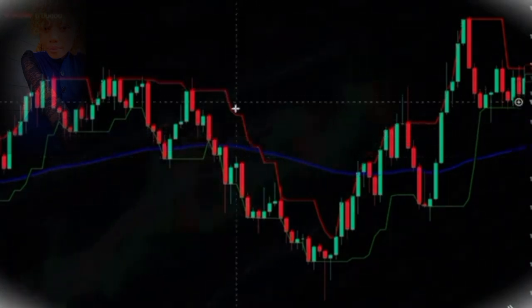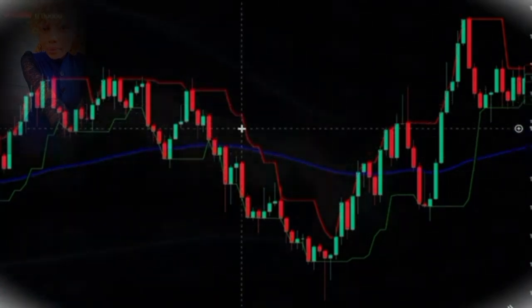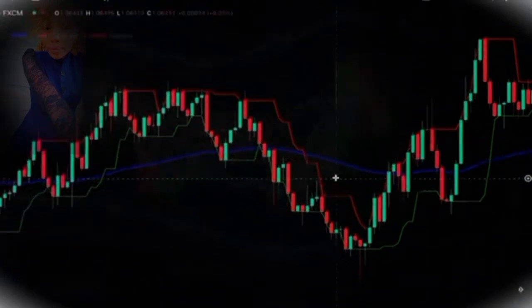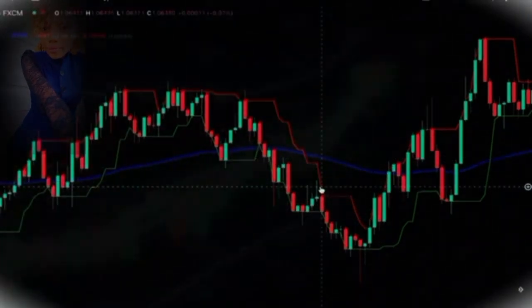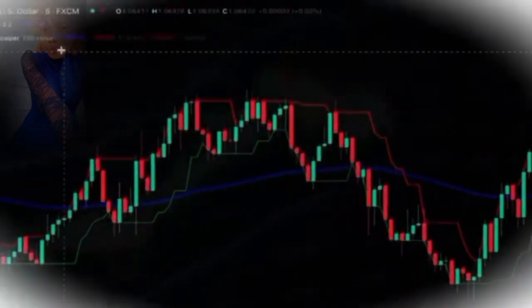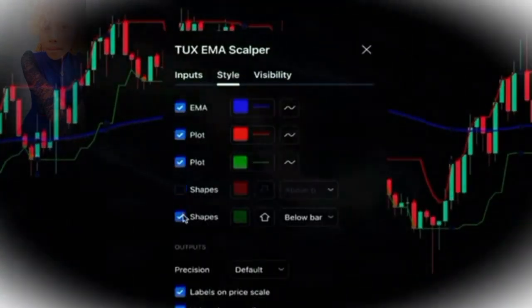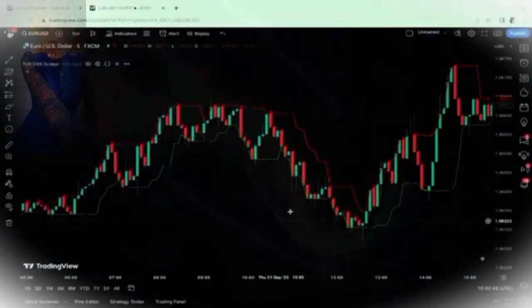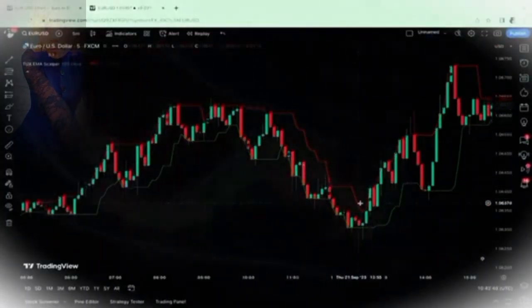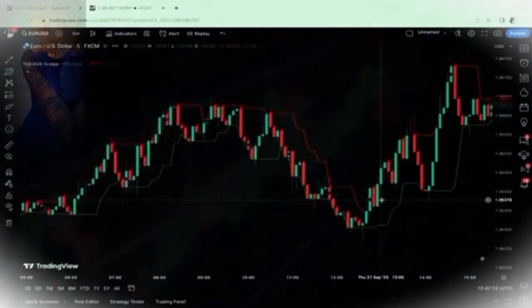And because they are dynamic support and resistance levels, you can also use them for trailing stop losses, even if you don't want the buy-sell signals of this indicator or they are not matched with your trading strategy. Here in the settings, in the style tab, you can remove the signals and also the EMA line. And you can use this indicator as dynamic support and resistance levels, which is useful for setting your stop losses in your scalping trading strategies.